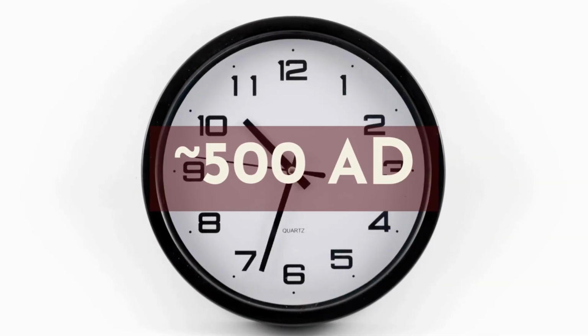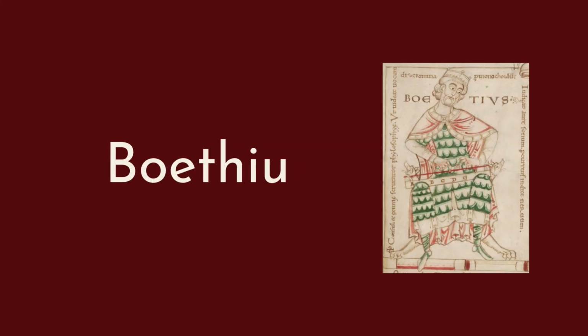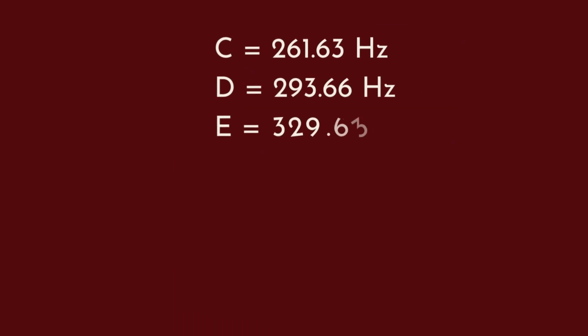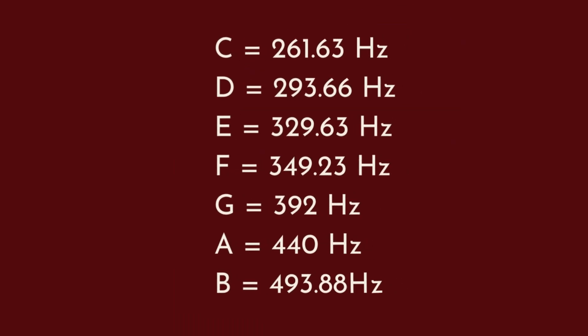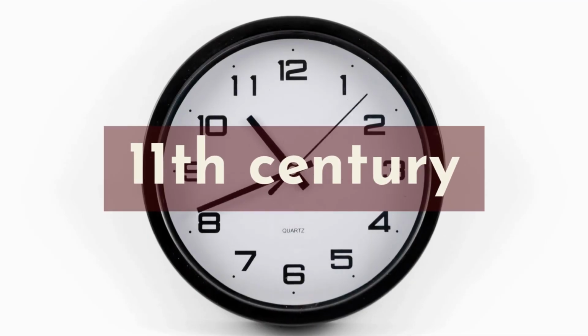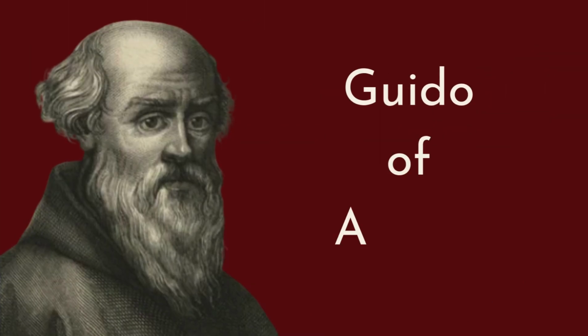Letters get involved. Fast forward to around 500 AD. Boethius, a Roman scholar who thought, you know what music needs? Letters. He started mapping musical pitches to the Latin alphabet, A, B, C, D, E, F, G. But the real MVP arrived in the 11th century, Guido of Arezzo, a medieval music teacher who was basically the first guy to figure out how to teach music properly.